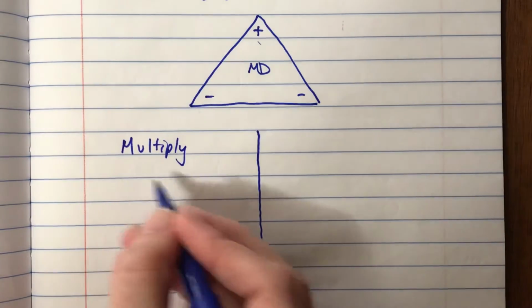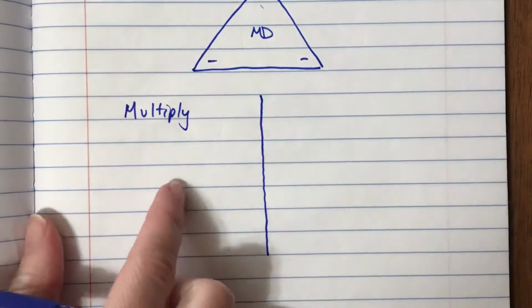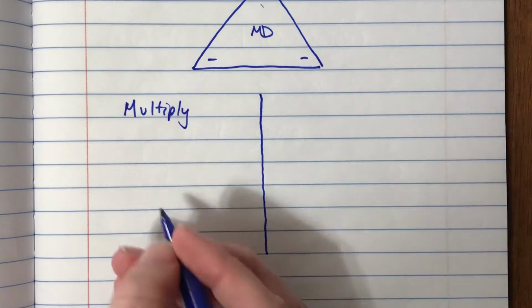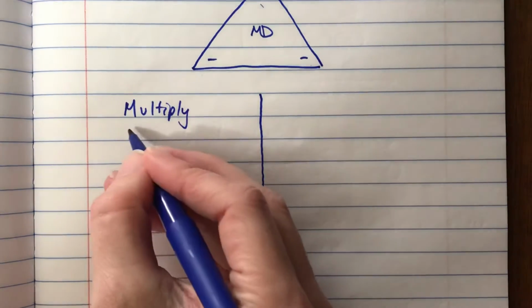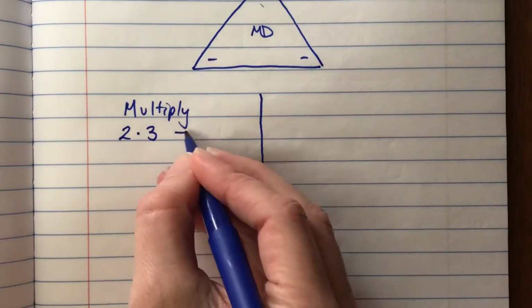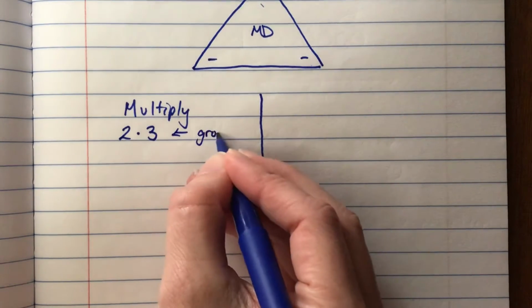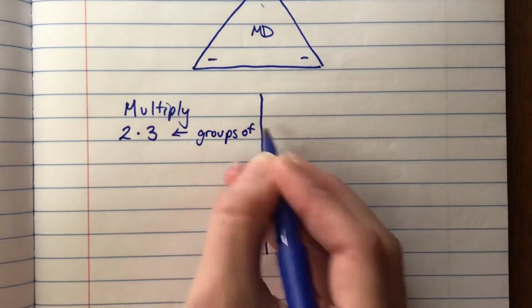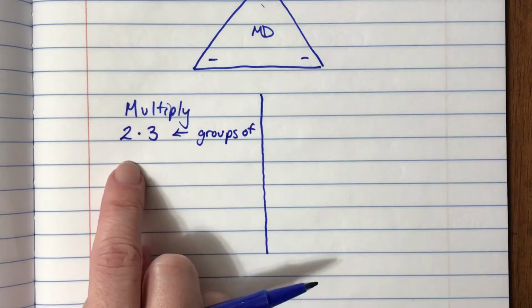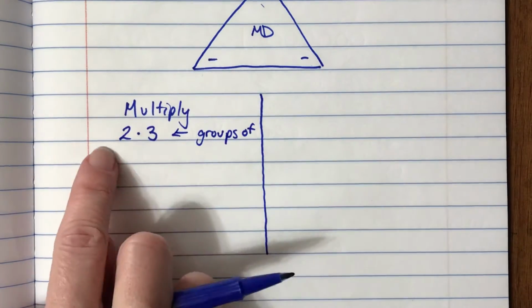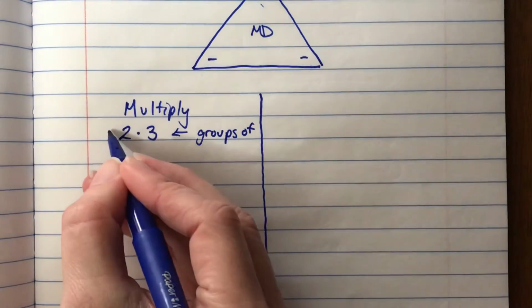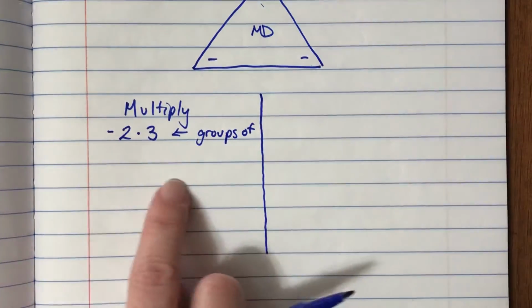If you'll think about what multiplication even means. So think back to maybe when you were in 2nd or 3rd grade learning your multiplication tables. You learned that 2 times 3 meant groups of. Right? So 2 times 3 would have been 2 groups of 3. And 2 times 3, of course, is 6 because 2 groups of 3 and then 3 more would make 6. Now, what's going to happen if we put a negative in front of there?